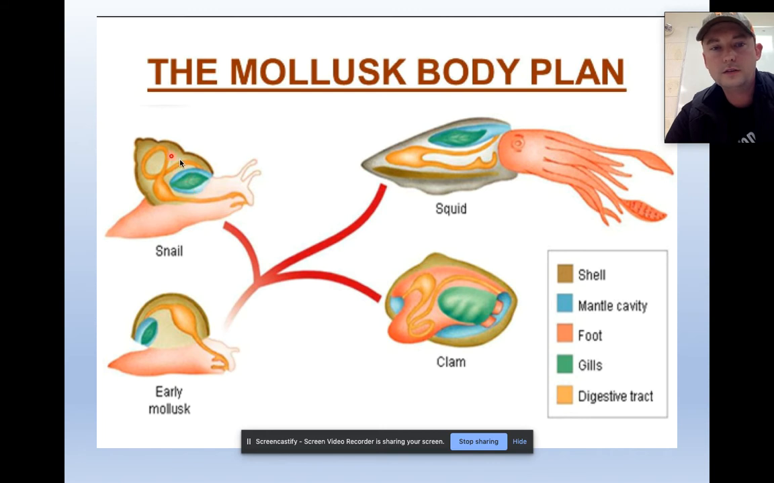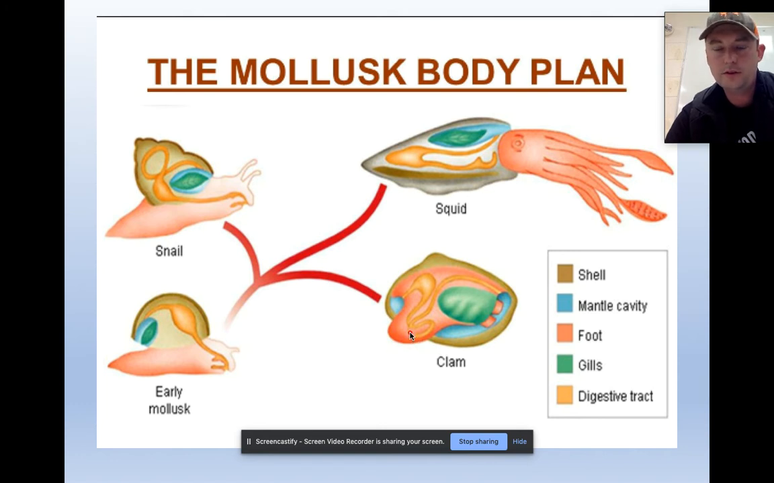The gills are inside the shell there, as well as the mantle cavity. In the squid, the foot has been modified into what we typically think of as their arms and tentacles. Right? The mantle and the shell are highly reduced, so squid have an internal shell known as a pen, and then the gills and mantle cavity as well. In the clams and bivalves there, the foot makes up most of what we tend to eat, the foot and the visceral mass.